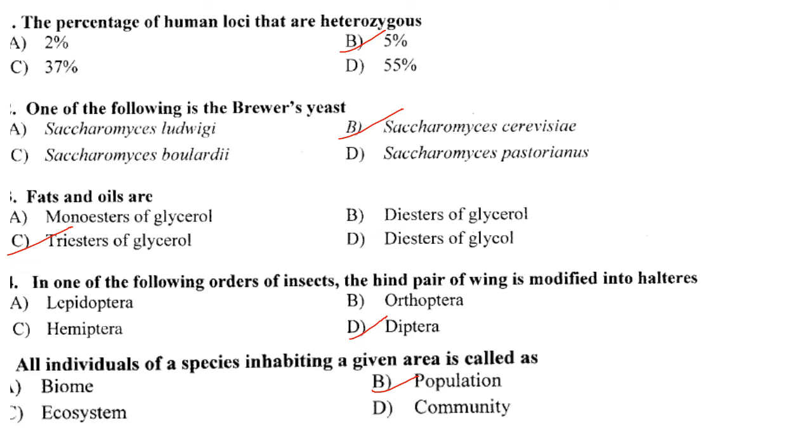One of the following is a brewer's yeast. It is Saccharomyces cerevisiae. Answer is B. Fats and oils are triesters of glycerol. Answer is option C. In one of the following orders of insects, the hind pair of wings is modified into halters. So it is in the case of Diptera. Answer is option D. All individuals of a species inhabiting a given area is called a population. Answer is B.